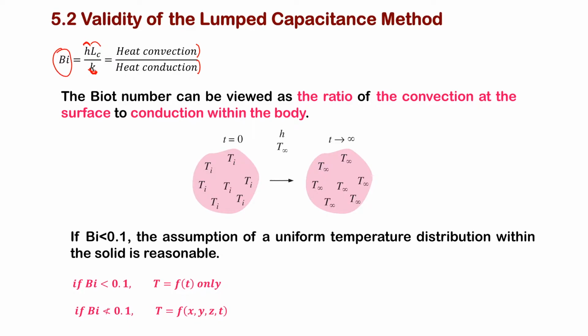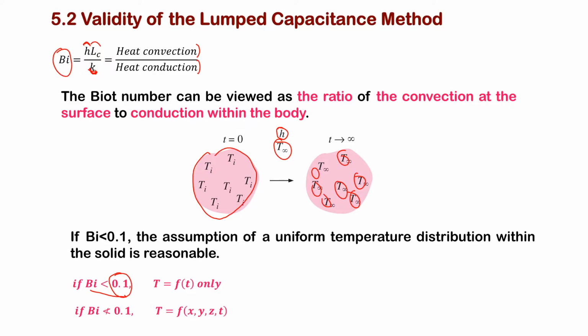So now if you want to visualize this, initially you have an object that is at T initial, Ti, and then you submerge it in a fluid which has convection coefficient of h, temperature of T infinity. If you wait infinitely long, this object is going to be at T infinity everywhere, okay? So the lumped capacitance method is valid if the Biot number is less than 0.1, okay? So this is the criteria that we are going to use in this course.